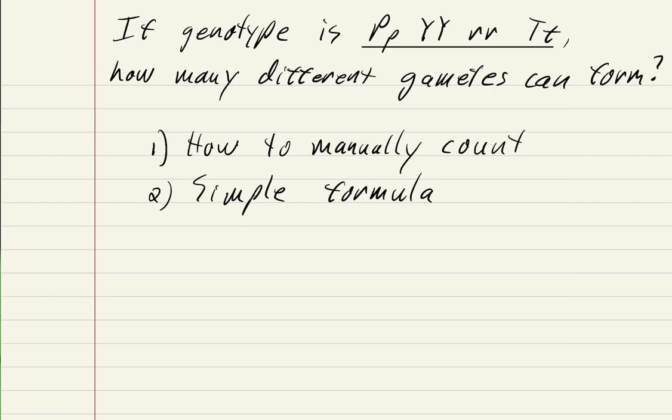We're studying meiosis, and one of the questions we need to be able to answer is: if we're given a set of pairs of alleles, how many different gametes can form from it? Uniquely different types of gametes can form from it.